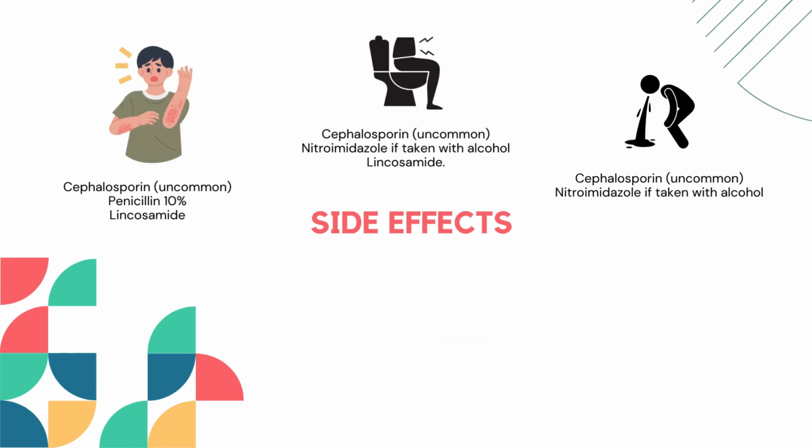Cephalosporin can cause rash, diarrhea, and nausea and vomiting, but they are uncommon. Nitroimidazole can cause nausea and vomiting if taken together with alcohol. Similarly, lincosamide can also cause allergic reaction, abdominal pain, and diarrhea. 10% of penicillin use can cause rash. 1% can cause anaphylaxis. High dose or prolonged use of penicillin can cause seizure or bone marrow toxicity. Additionally, cephalosporin also carries a risk of Clostridium difficile infection.